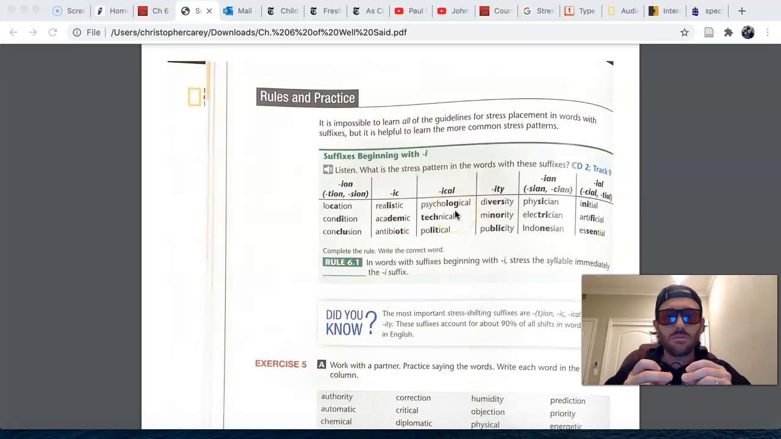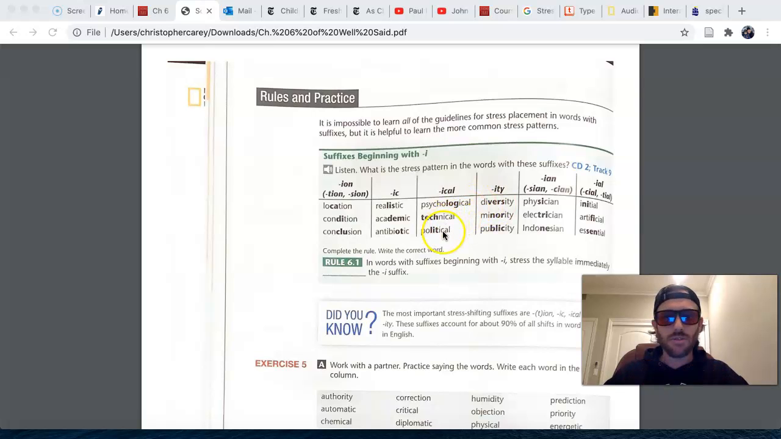Psychological, technical, political. Hearing that word a lot the past few months, especially the past few weeks.